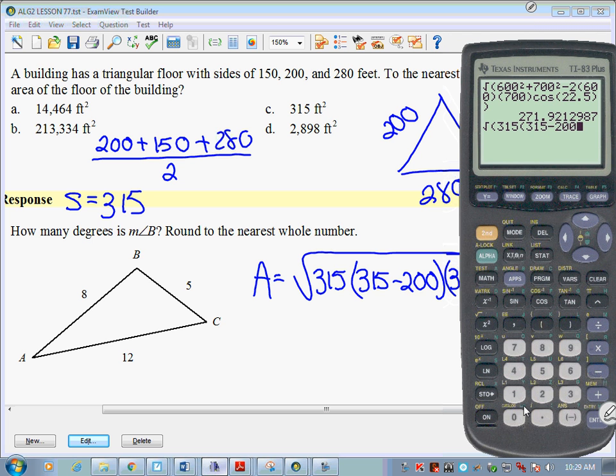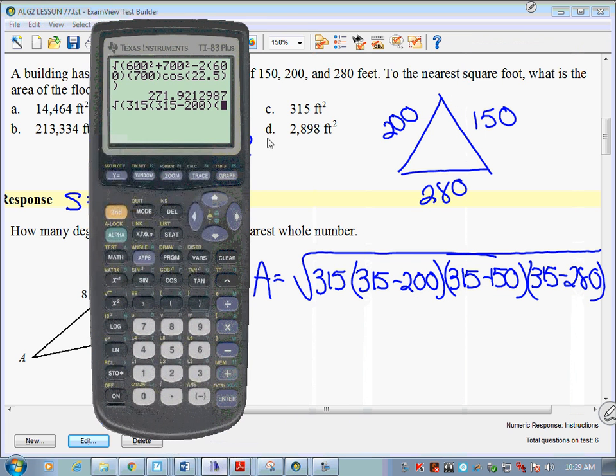Be careful of your parentheses here. Make sure that you're using them. I'm going to slide that over so I can see what I'm doing. 315 minus 150 times 315 minus 280. Okay, I'm going to close up both sets of parentheses.